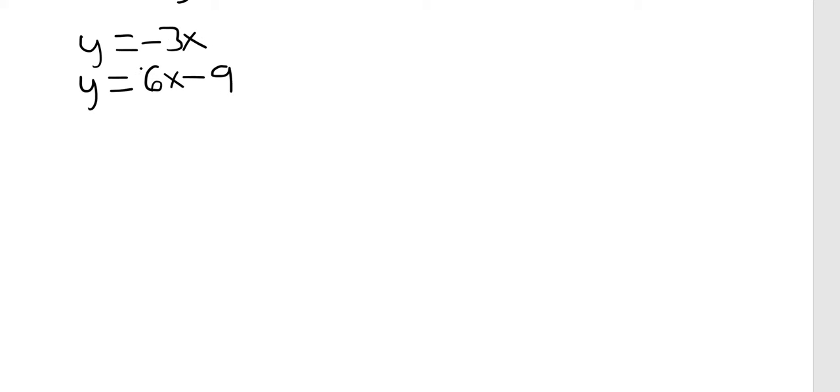One way of solving this system would be to graph both of these lines on the same coordinate plane and to see where they cross. But today we're going to learn substitution. So in order to do that, our first step is to take these two equations and we're going to write them side by side.